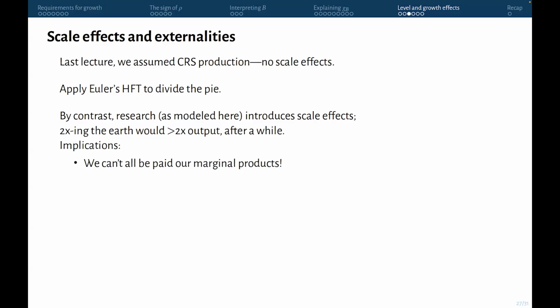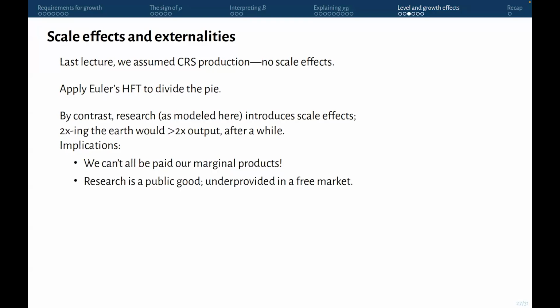One implication of this is that we can't all be paid our marginal products. I think this is a funny point on some level. It's very common in academia for people to feel like they're not getting paid what they're worth, and it's maybe true, but it's impossible to pay everyone what they're worth.